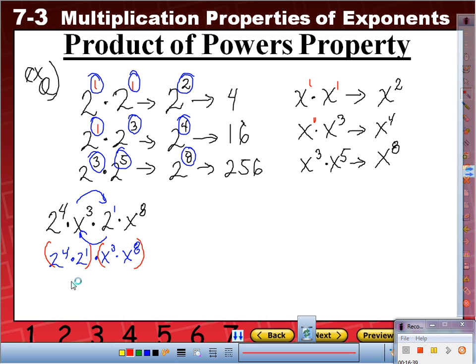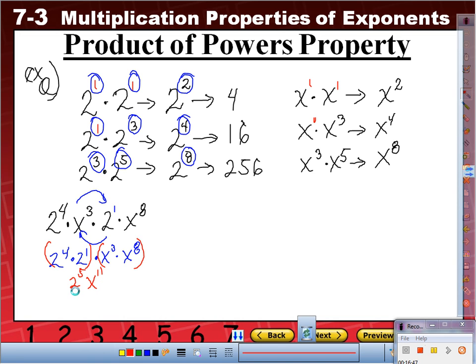Now we can use the property. So what is this? This is 2 to the 5th, and this is x to the 11th. And now check this out. Why didn't I write the multiplication sign here? Because once we have a number and a variable next to each other, it implies multiplication.